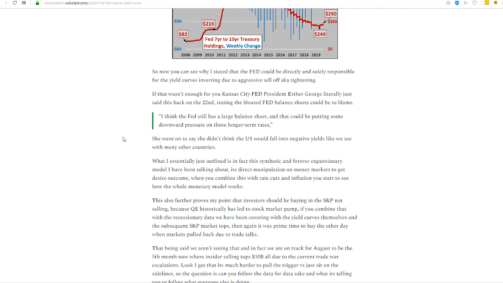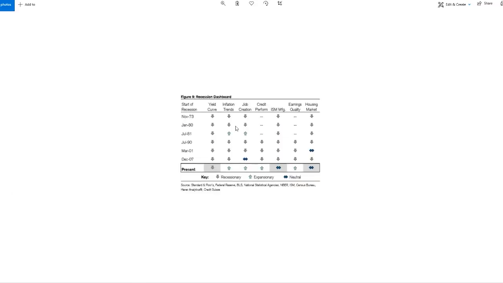Well, that was last week. This week so far, nothing. But last week there was this recession narrative. But actually, we're not in that bad a shape, according to, this is just one piece of data, a recession dashboard that Credit Suisse has created. Okay, recessionary is down, expansionary up, neutral. This is where we are presently. And if you compare that to every other recession since 1973, you'll see that we're not in that bad of shape.